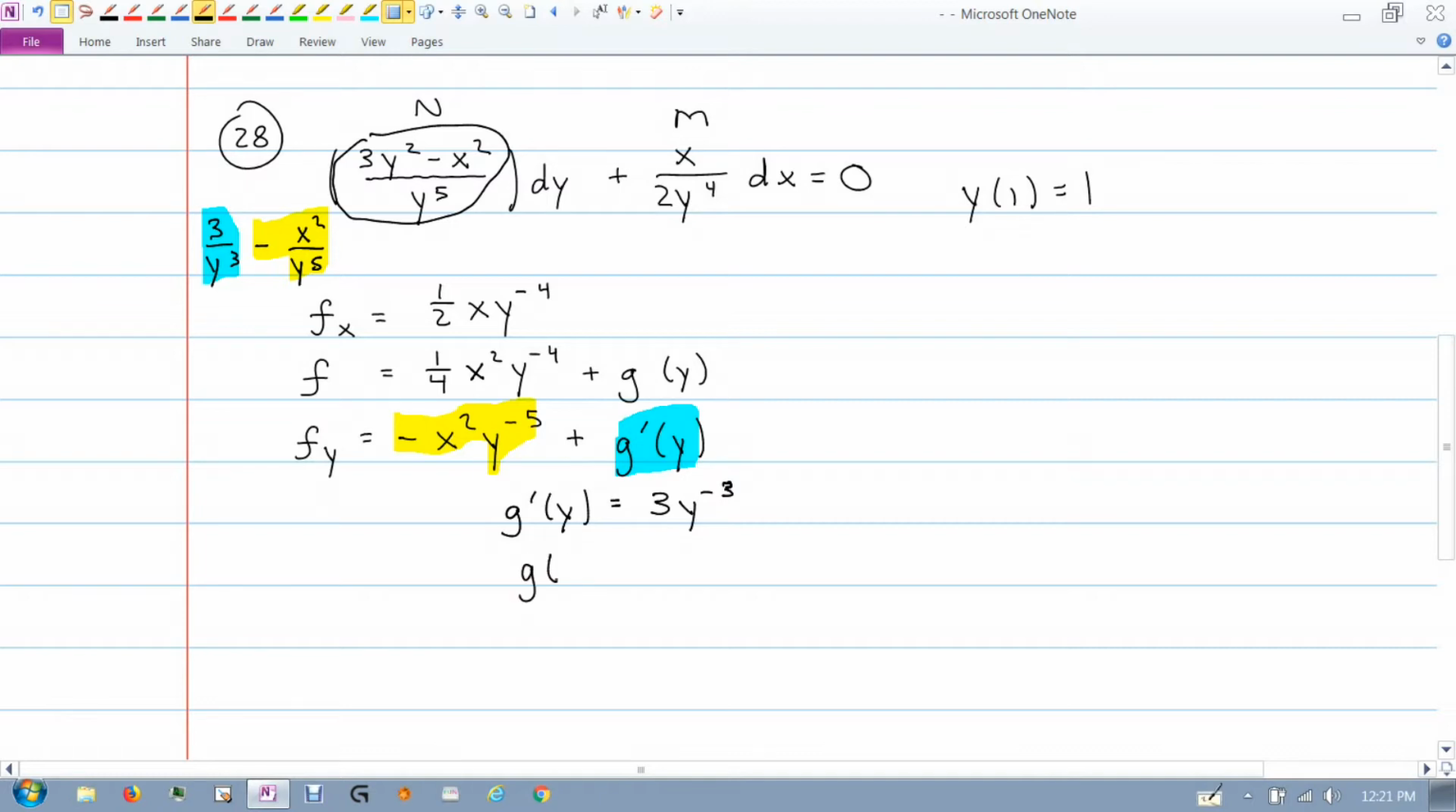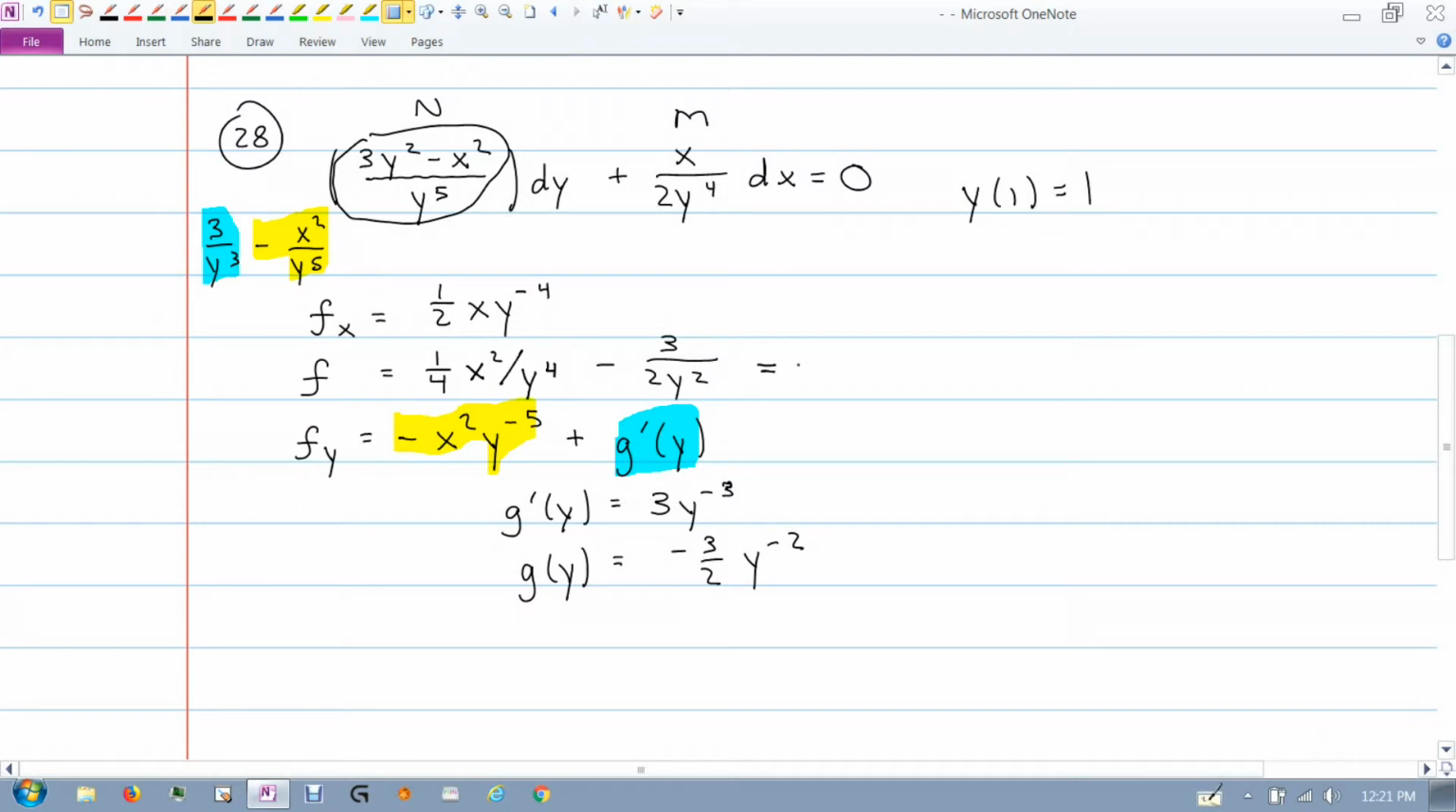And that means g of y is going to be equal to negative 3 halves y to the negative 2. So if we differentiate that, we should get back up there. So that's g of y, so I'm going to put that right here. I'm going to put it in here as minus 3 over 2y squared. And I'm going to rewrite this right here as over y to the 4th.